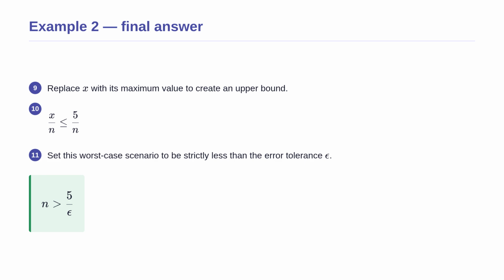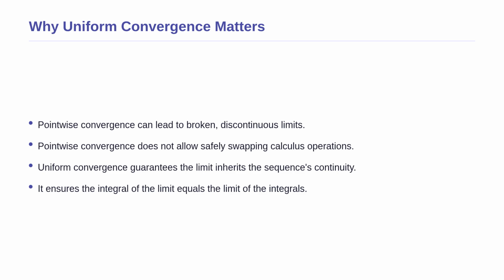We want this maximum possible difference to be strictly less than our chosen error tolerance epsilon. By setting 5 divided by n to be less than epsilon, we rearrange this simple inequality to solve for the required step number n. This final result tells us exactly how to choose our universal threshold step, proving the sequence converges uniformly. So we have proven that uniform convergence holds for our sequence.